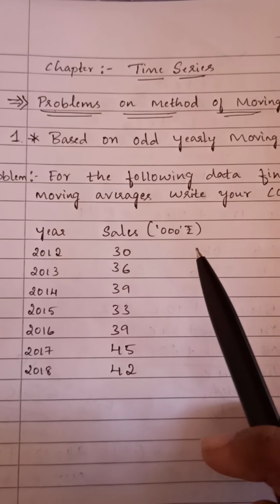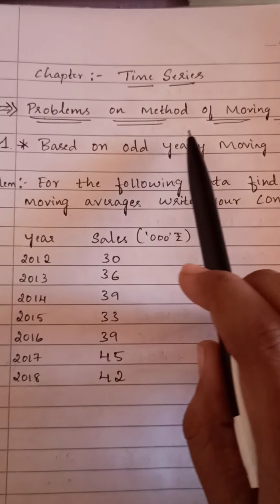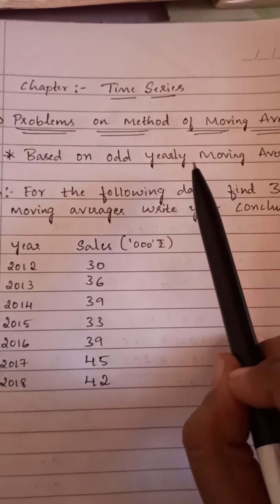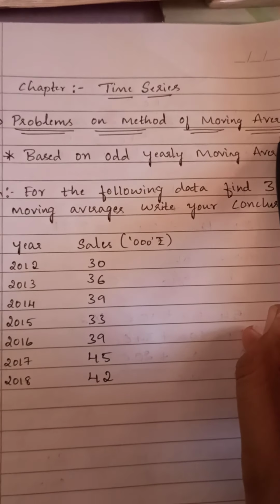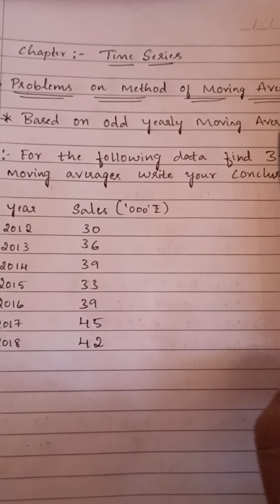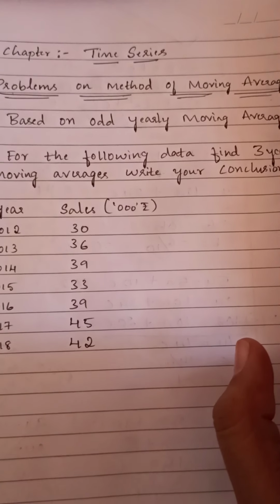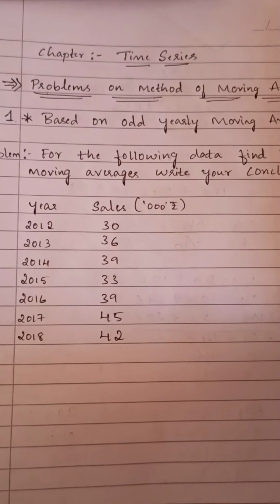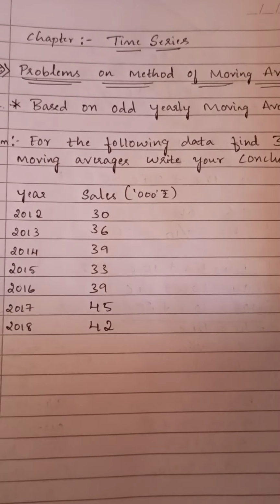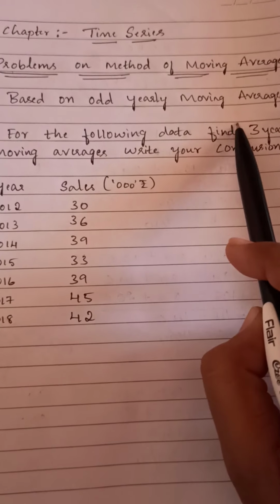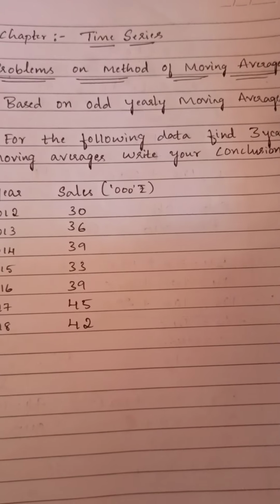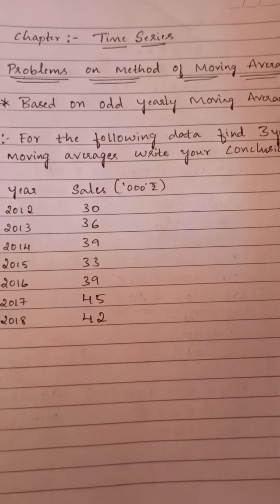In the first class, we are going to solve problems on method of moving averages. Here, basically, method of moving averages are divided into two types, that is odd yearly moving averages and even yearly moving averages. In today's session, we are going to learn odd yearly moving averages. Odd yearly moving averages means odd numbers of years, that is 1, 3, 5, 7, and so on.